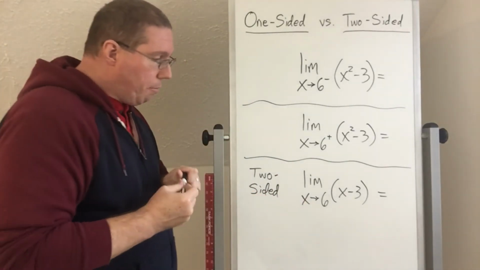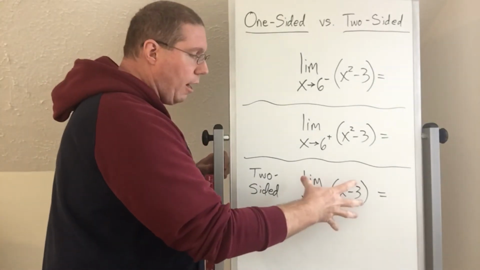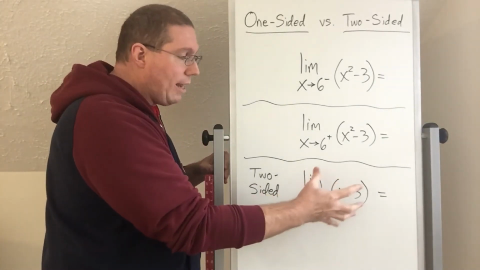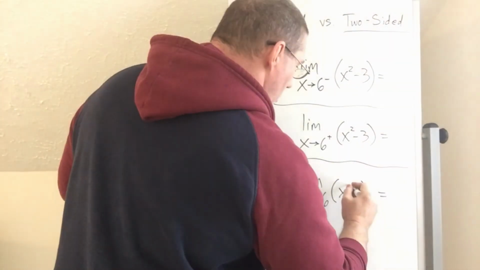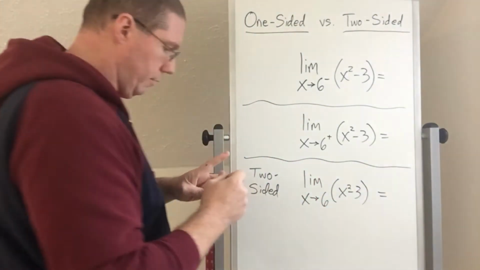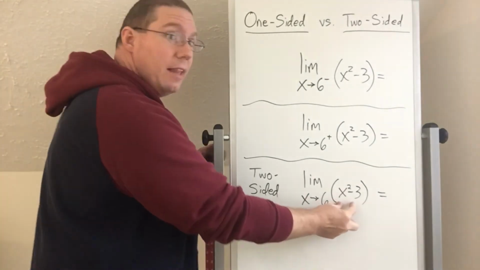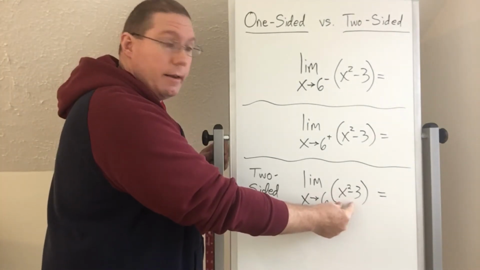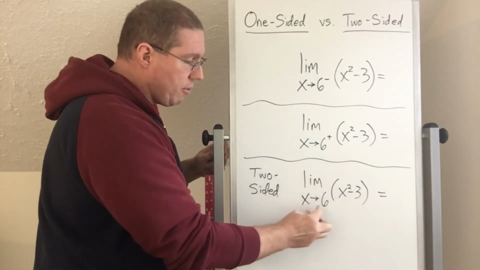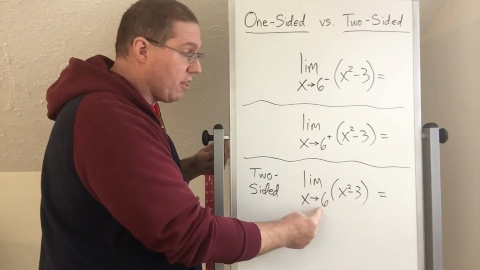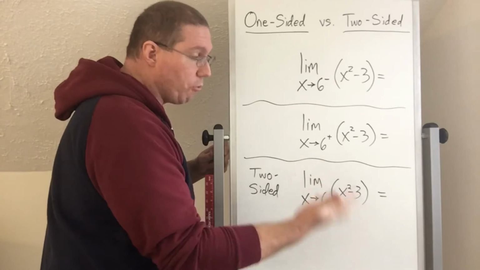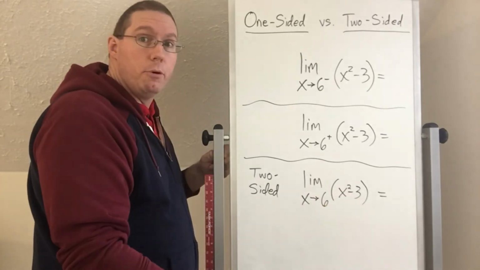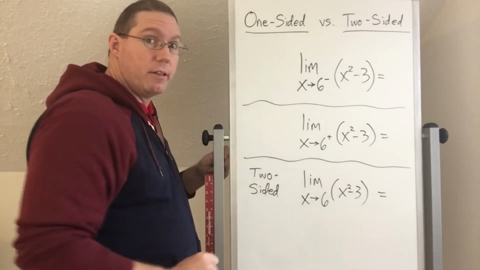So this implies that they want you to identify what this function, it's supposed to be an x squared, what this function is approaching from both the left side and the right side, okay? So as x is approaching 6 from the left side, what is the output approaching? As x is approaching 6 from the right side, what is the output approaching? That's what this is basically asking.